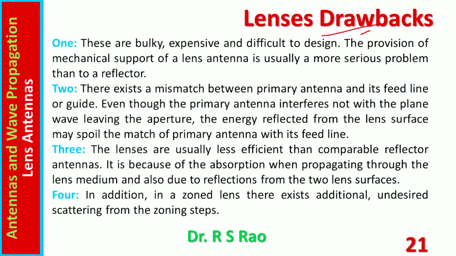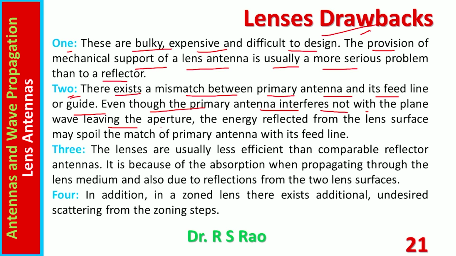There exist certain drawbacks for lens antennas. These are bulky, expensive, difficult to design. Provision of mechanical support of lens antenna is usually a more serious problem than for a reflector. Second point, there exists a mismatch between primary antenna and its feed line or guide. Even though primary antenna interferes not with the plane wave leaving the aperture, the energy reflected from the lens surface may spoil the match of primary antenna with its feed. This is another drawback of lens.